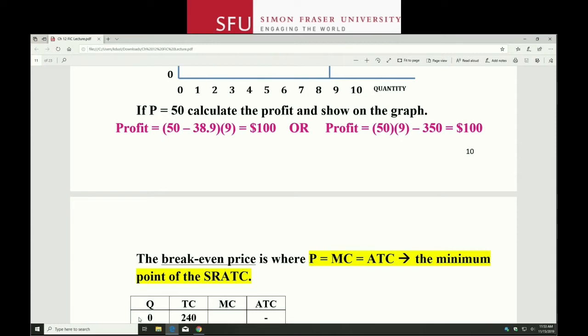Okay, so the break-even price is where the marginal cost and the average total cost are equal, and that's at the bottom of the ATC curve.